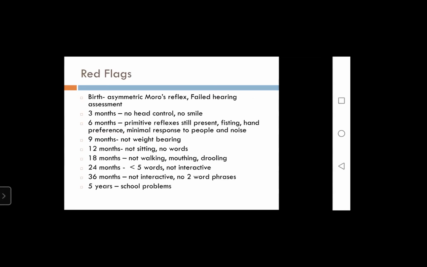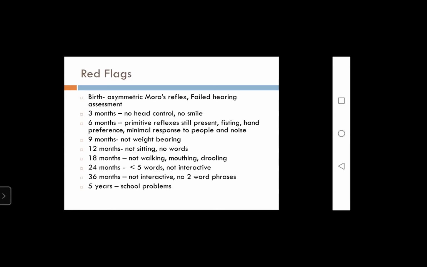At 3 months, if the child has no head control, no smile. At 6 months, if they still have their primitive reflexes, the Moro, the Babinski, the rooting, the sucking, the things that we're talking about. If the child is still fisting. Just now when we went through the development, the child starts to notice their hands and reach out at about 3 to 4 months, right? That is when their fist will start to open and close, open and close. So if at 6 months they are still keeping their hands mainly in a fisting position, that really indicates that something may be wrong.